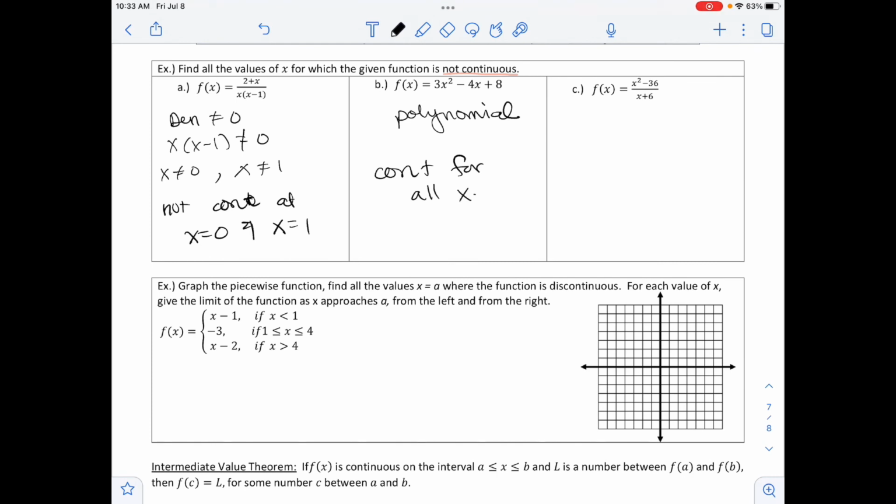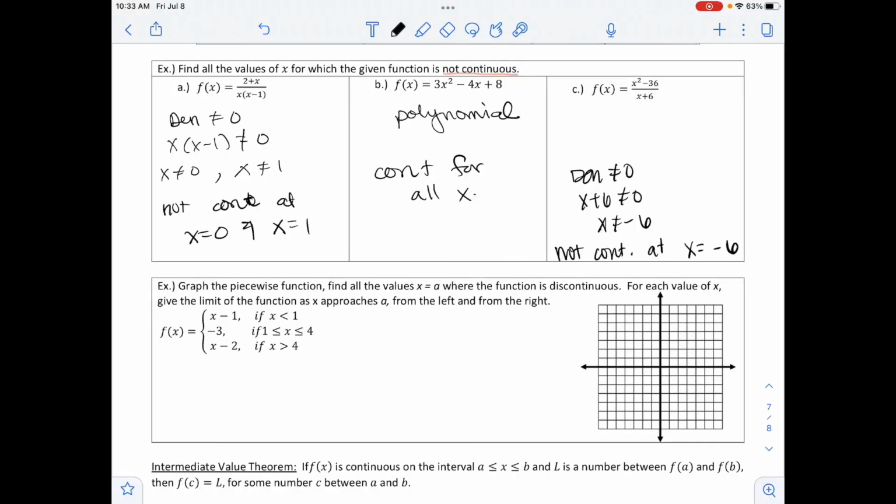Part C says f of x equals x squared minus 36 over x plus 6. And so for this, it is not continuous where the denominator is equal to 0. And so the denominator is not allowed to equal 0. So we have x plus 6 cannot equal 0, or x cannot equal negative 6. And so it's not continuous at x equals negative 6.